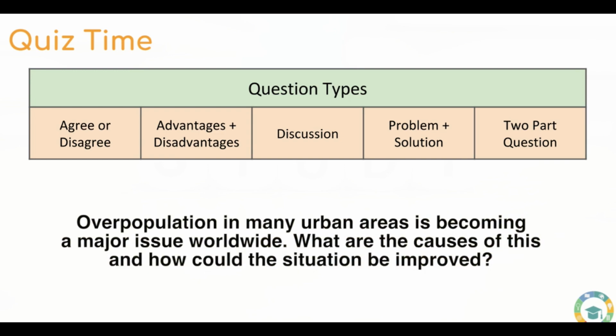Overpopulation in many urban areas is becoming a major issue worldwide. What are the causes of this, and how could the situation be improved? Pause the video now and decide which question type this is. This question is in fact a problem and solution question type, so well done if you got that right.